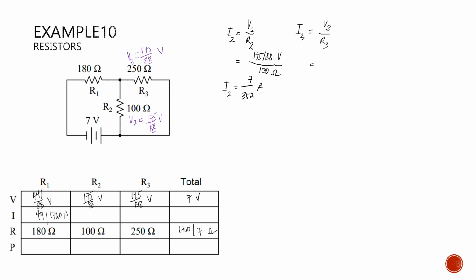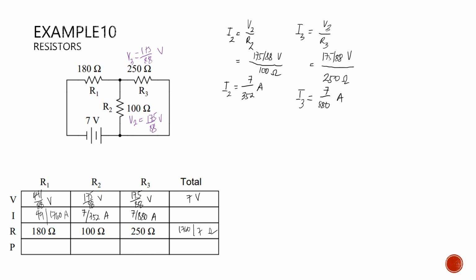It's 175 over 88 volts over 250 ohms, which is 7 over 880 amperes. So we're going to write that here. So that's 7 over 352 and 7 over 880.